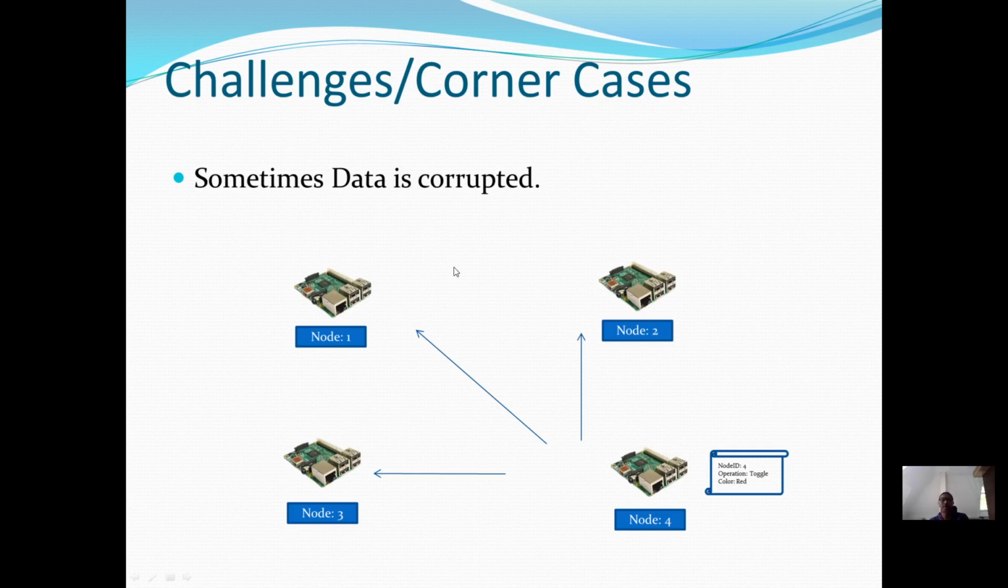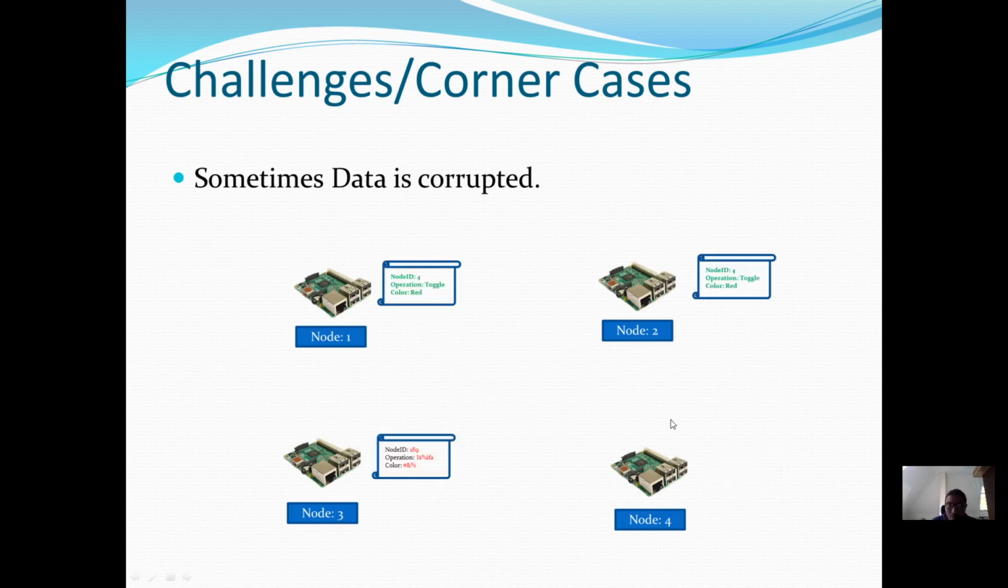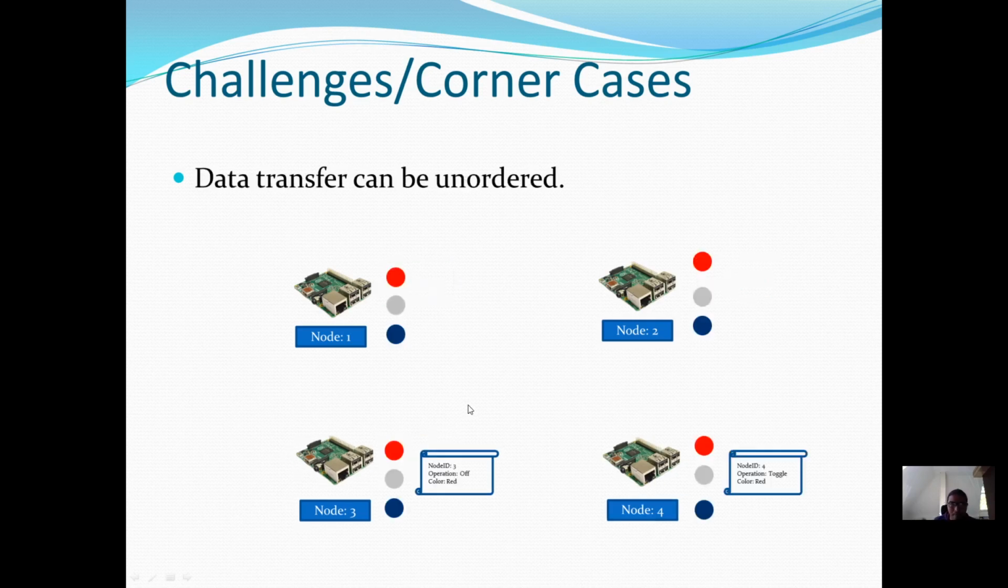Another corner case is that sometimes data is corrupted. For example, suppose this node generated a new operation with its node ID and an operation like toggle, with color red. There might be a possibility that these two nodes get the actual messages as expected, but this node got corrupted data that doesn't mean anything. So we have to solve this issue.